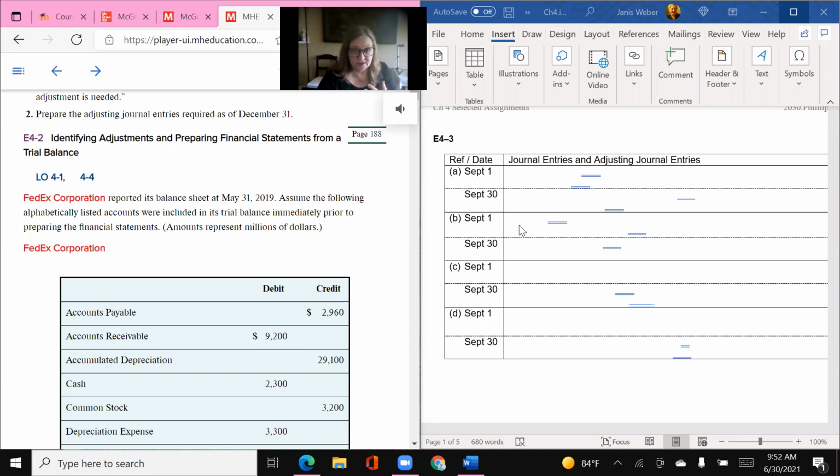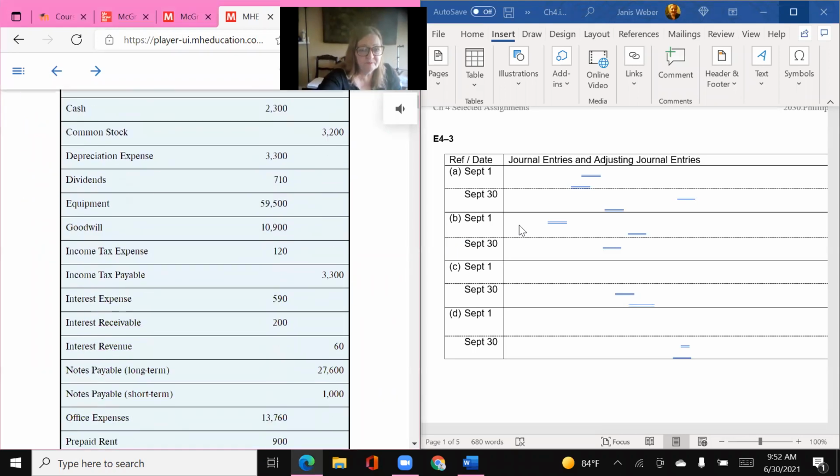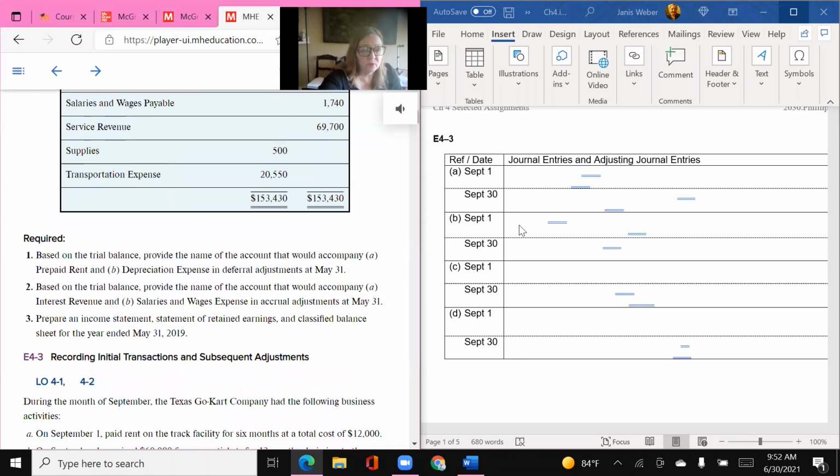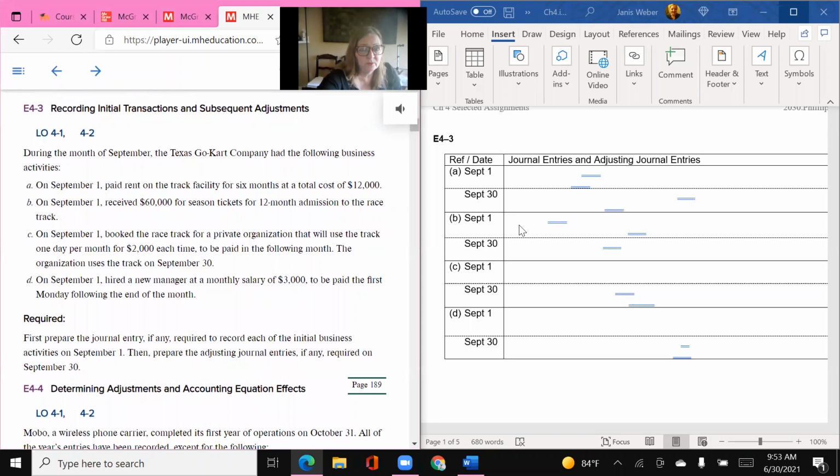I'm using the online textbook just because it's easier for me to show you. But if I was actually doing the problems, I would be using the physical copy of the textbook. So if you have the physical copy, just go ahead and use it. Exercise 4.3, I believe it's on page 188. We're just going to work through this and give you some demo so you can see how these work.